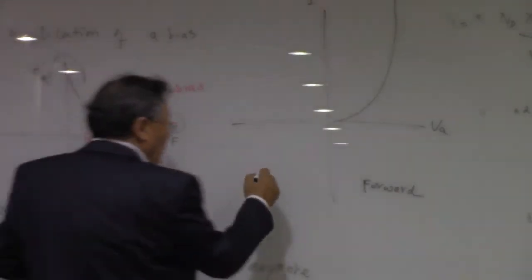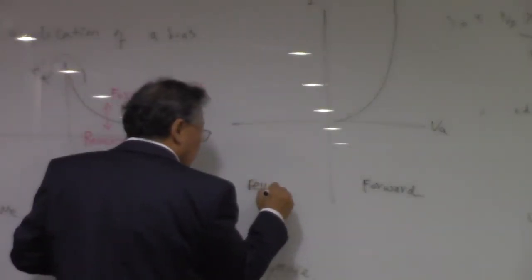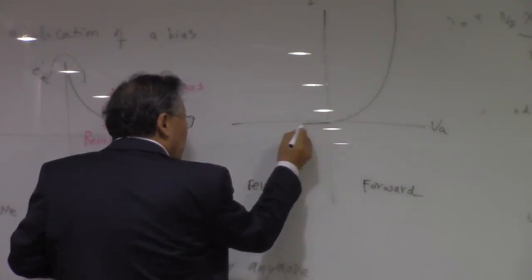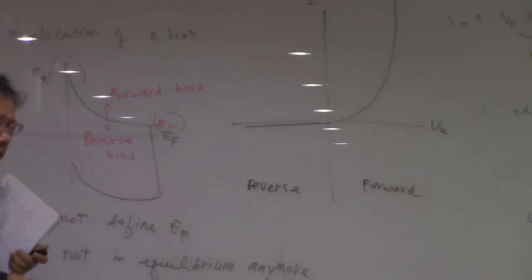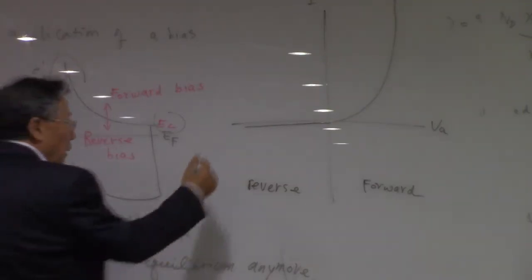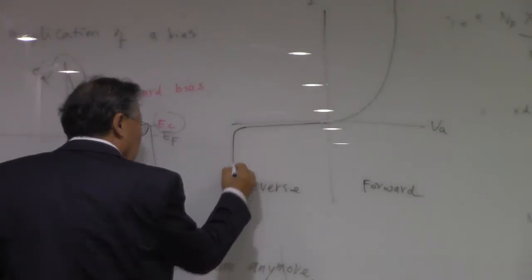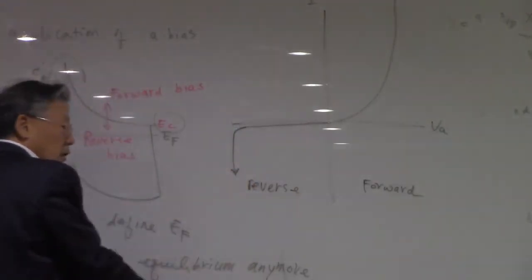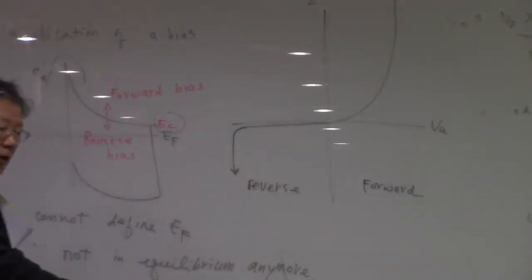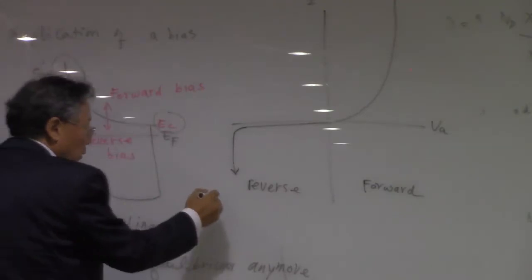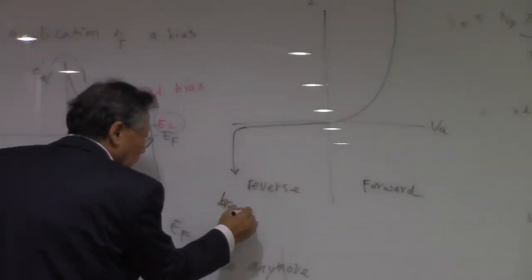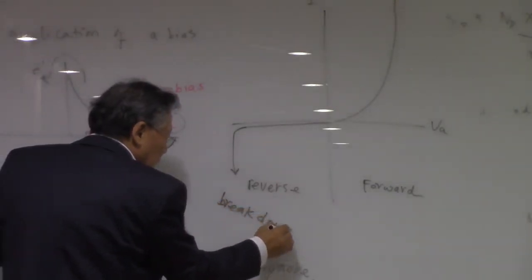But if you apply reverse bias, then no electrons can flow. Okay? And then if you apply a very large reverse bias, we're going to have a sudden, very sharp increase, like a cliff, in the current. We call this the breakdown of the junction.